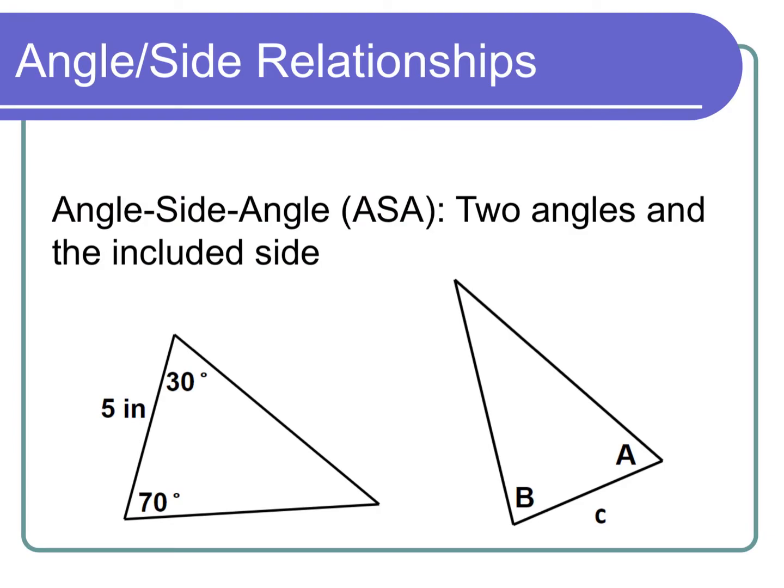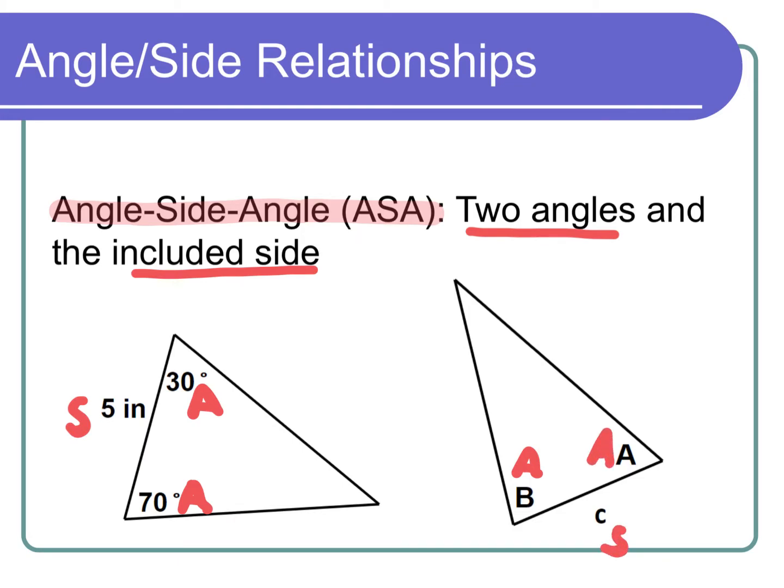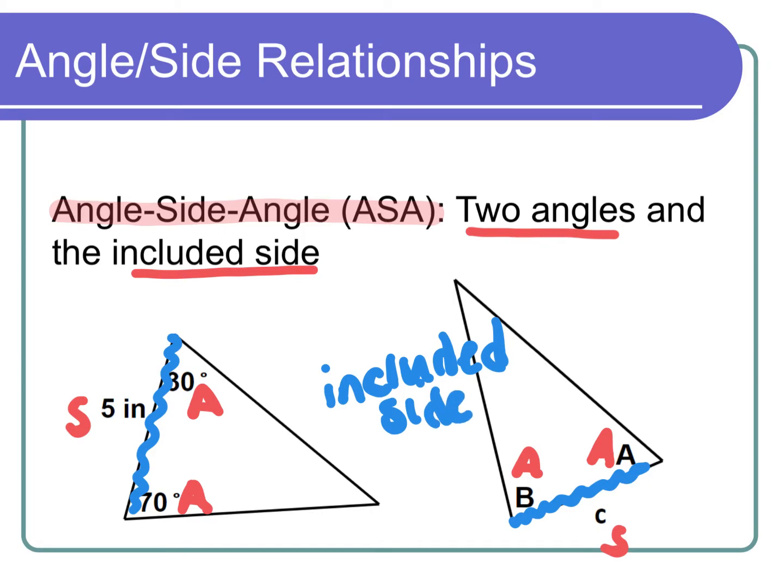The next relationship we have is called angle side angle, or ASA, and it is formed by two angles and the included side. So on the left, I have an angle, a side, and an angle, and on the right, I have an angle, a side, and an angle. Notice that in both of these, the side that we have here is the included side that's between the two angles, so it makes sense for it to be ASA, or angle side angle, where the side is the one between the two angles.